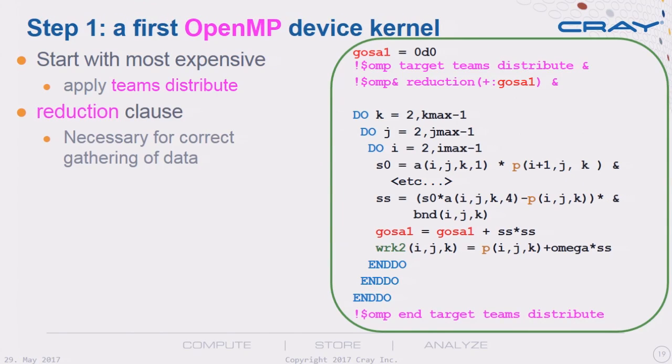And then what we also have to use is the reduction variable, since GOSA is a sum over all elements of our loops. So when we go through our loops, we sum each element into GOSA, right? To get that sum correct across all of our threads, we need to reduce GOSA by applying the reduction clause to it.